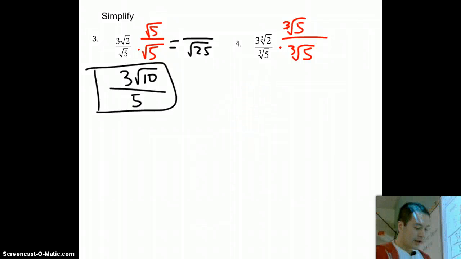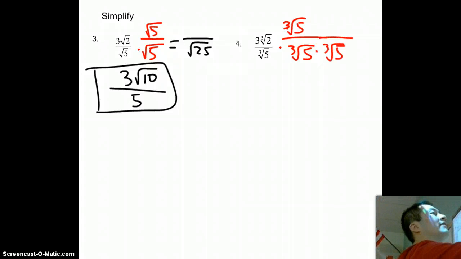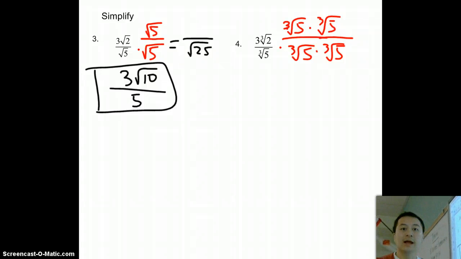Take a look. We actually have to do it one more time. Times the cube root of 5 times the cube root of 5 twice. Now we're making 3 of the same thing. Now the radical will go away.